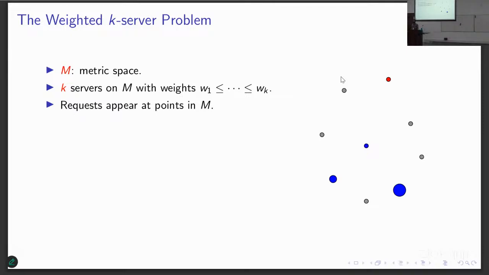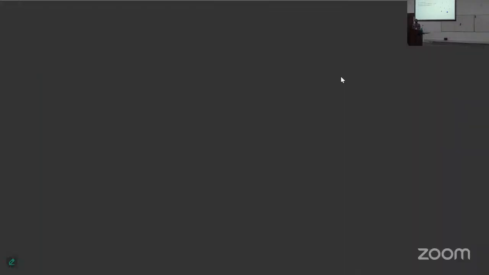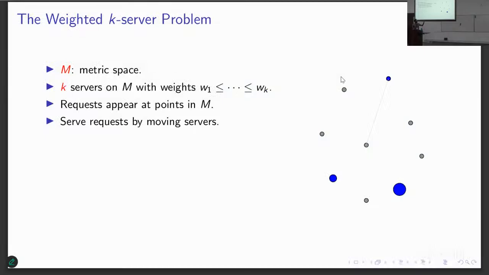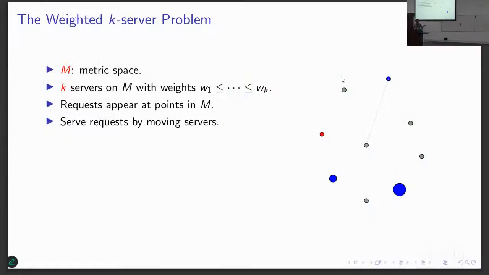So at each time you get a request at some point in the metric space, and this red point here corresponds to a request, and you serve the request by moving at least one of the k servers to the requested point. So here there are a bunch of requests, and you have to serve each request by moving at least one of the servers to the requested point.